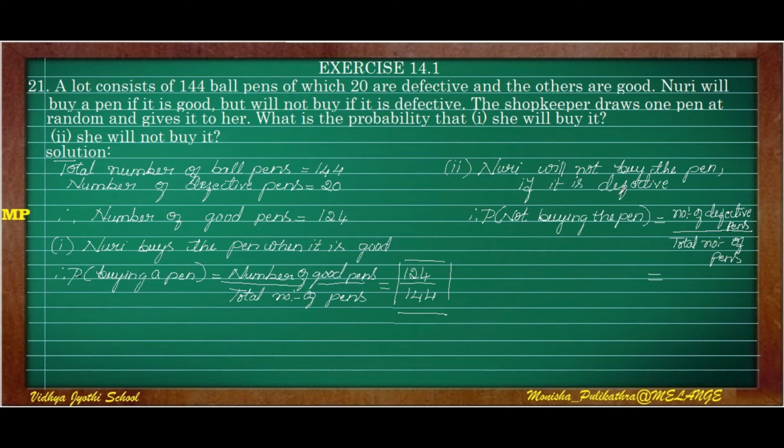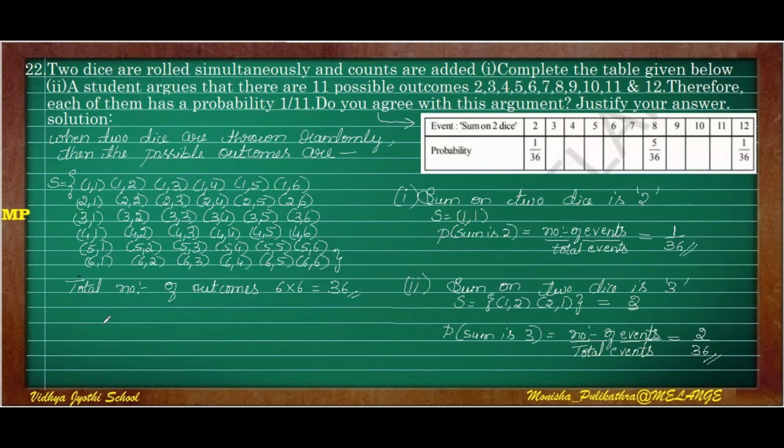The second question is she will not buy it. She will not buy it only if it is defective. So the probability of not buying a pen is equal to the number of defective pens divided by the total number of pens. The number of defective pens is 20, divided by 144, the total number of pens. I hope you understood this.